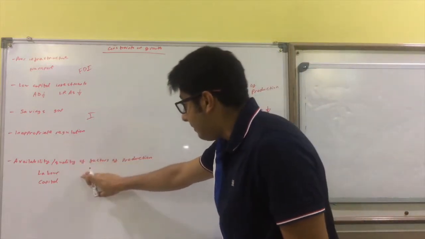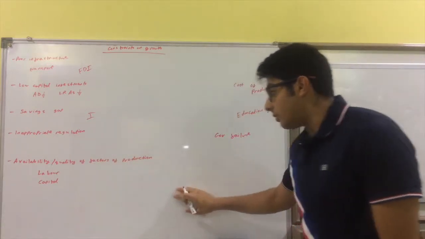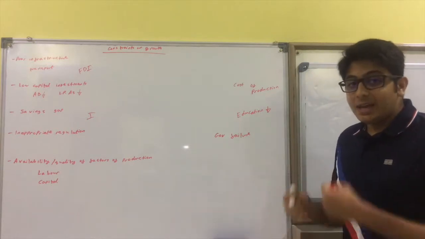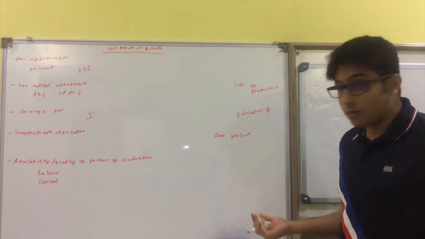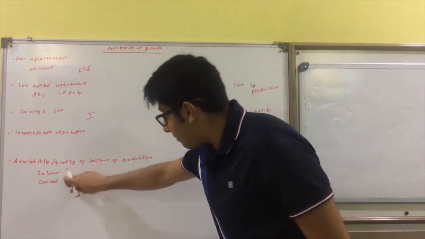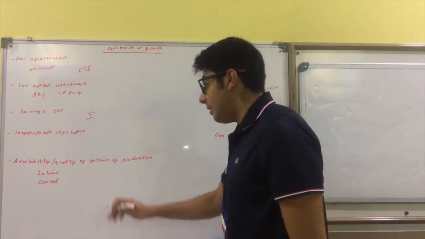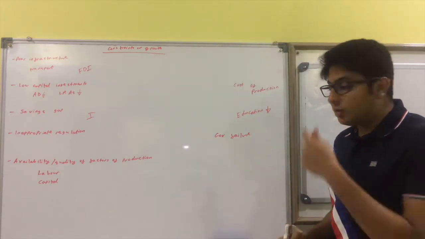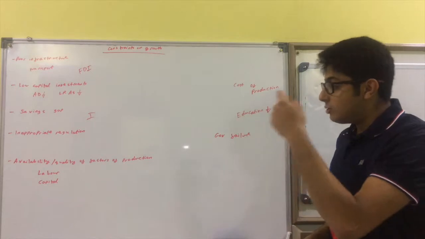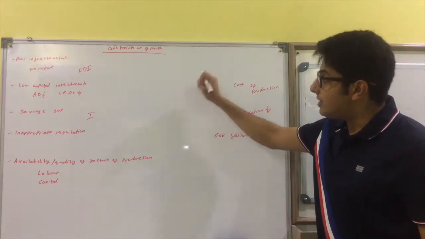So, availability and quality of factors of production. In general, you need good factors of production in order to have good economic growth. Predominantly labor and capital, these are the main ones. You need a good labor force, you need good quality of capital to produce goods and services, to increase production, to increase productivity, to increase growth.